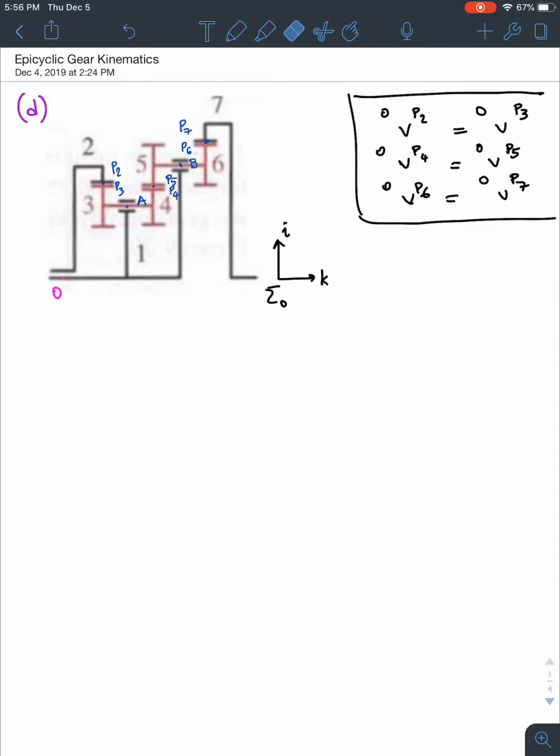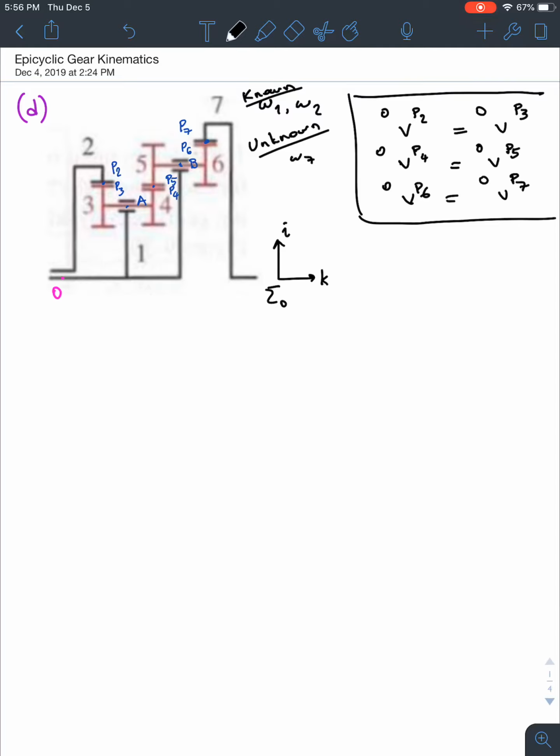So in short, omega 1 and omega 2 are known, and omega 7 is unknown. Okay, so let's start to work on this problem.